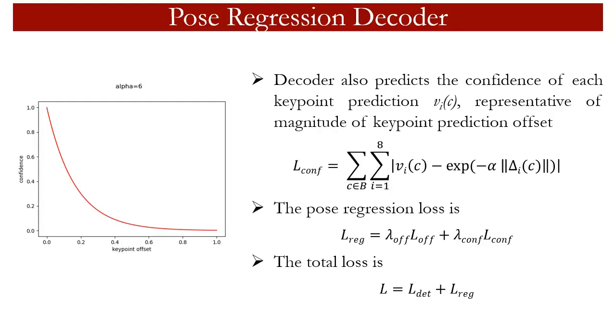Hence, confidence loss is calculated as the sum of deviation of the predicted confidence from the calculated confidence for all key points. Total pose regression loss is calculated as a weighted combination of offset and confidence loss, and total training loss is the sum of detection and pose regression loss.